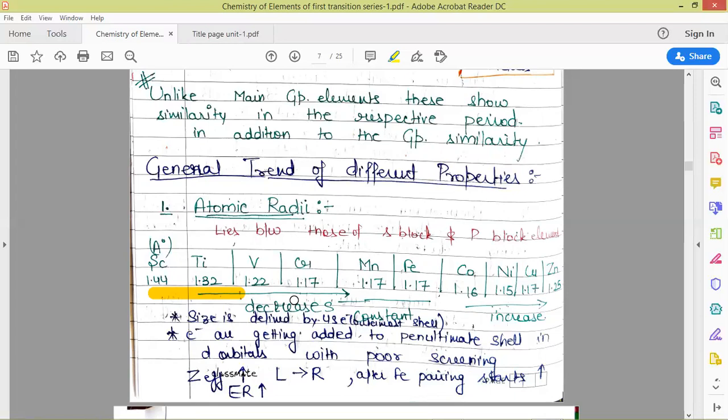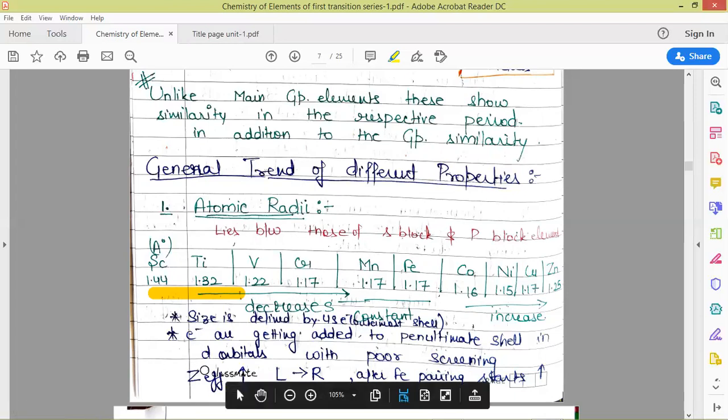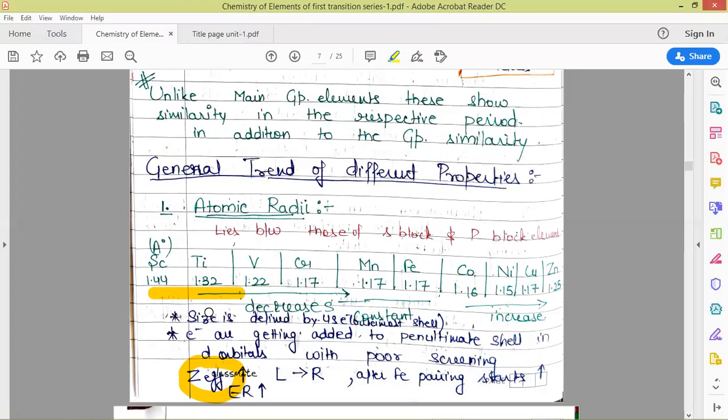If we compare the two, the increase in Z effective is much more prominent in comparison to the increase in electronic repulsion due to the poor shielding effect of d block elements. The second factor, which opposes this, is that as we move from left to right after manganese, pairing of electrons takes place in the d subshell.